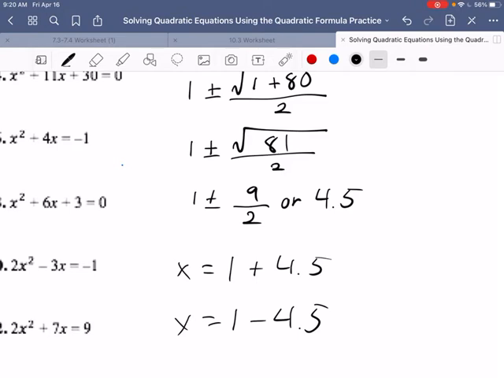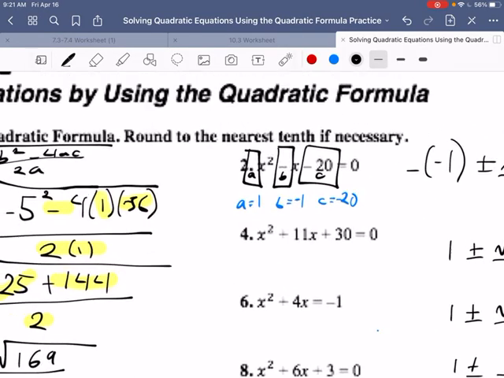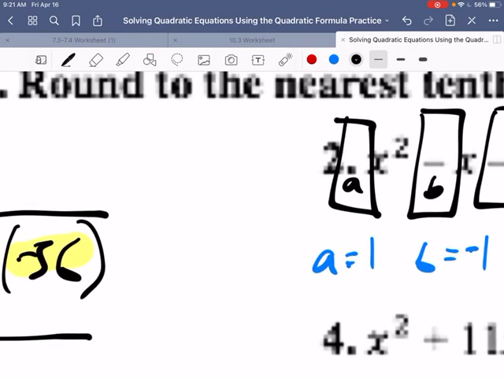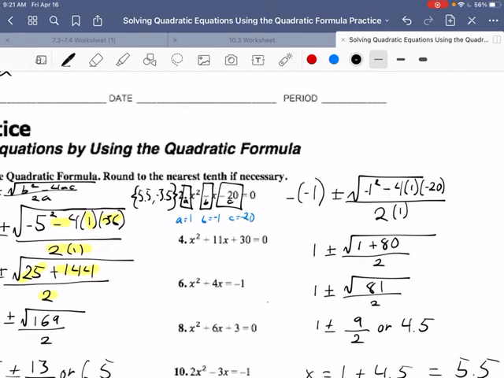Okay, so from here, we end up doing 5.5 and negative 3.5. Okay, so again, our answer in a little brace up here: 5.5, negative 3.5. Okay, and that's how we answer those using the quadratic formula.